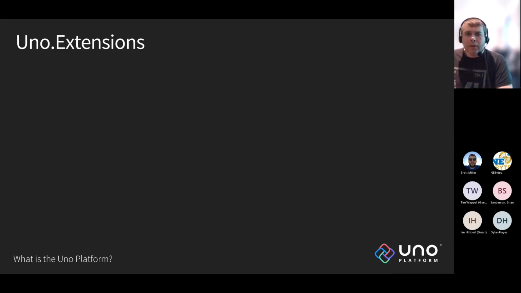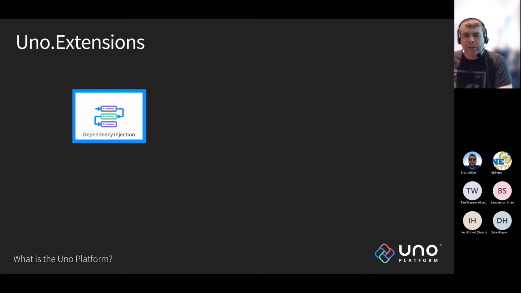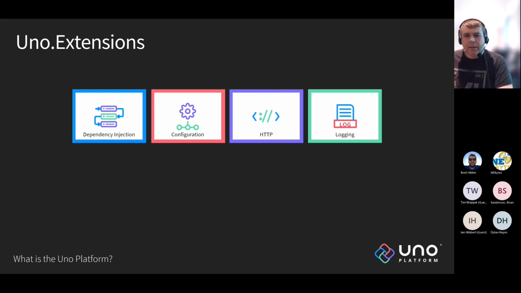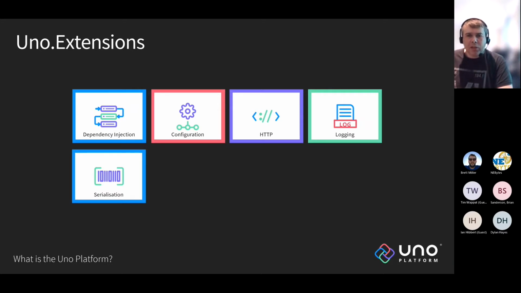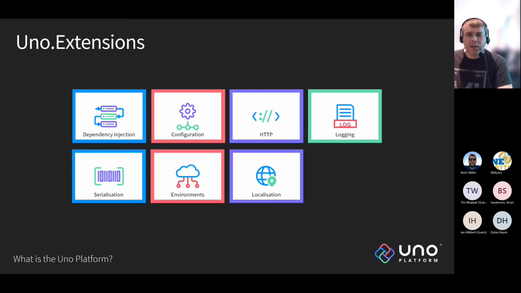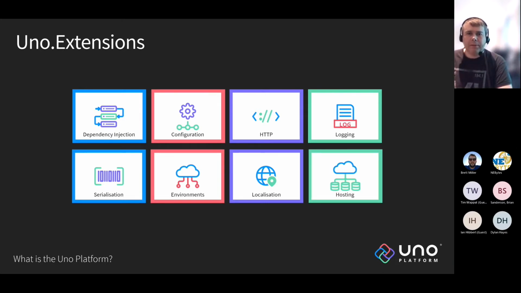Uno platform also provides application templates. There's an uno.extensions NuGet package that allows you to quickly set up your Uno platform application. And there's key features such as dependency injection, some configuration ones, HTTP. There's some logging helpers as well. There's also helpers for serialization, environment helpers, localization, and hosting as well.